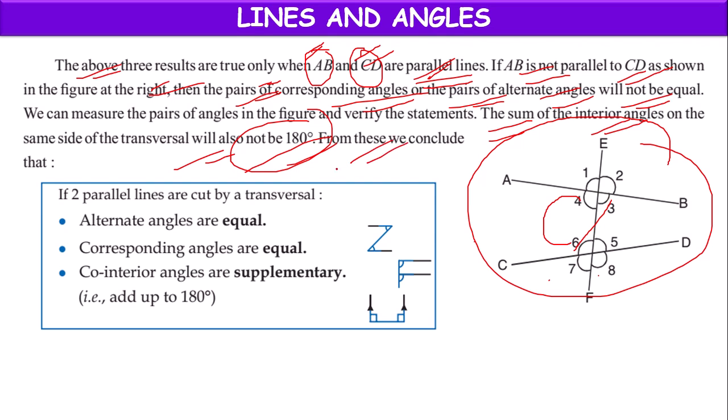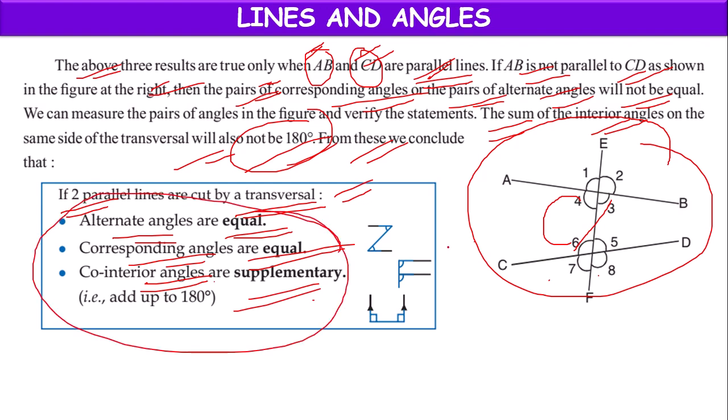So from this we can conclude, if two parallel lines are cut by a transversal, alternate angles are equal, corresponding angles are equal, and co-interior angles are supplementary. These are not applicable for non-parallel lines. Alternate angles are equal, and we can check them by the letter Z. If they are in the form of letter Z, they are alternate angles. If they are in the form of letter F, they are corresponding angles. If they look like letter C, they are supplementary.